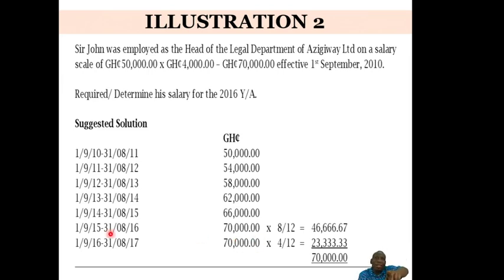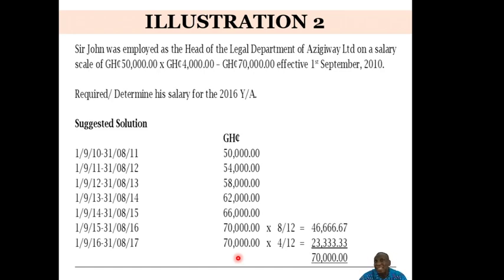So I'll get January to August, 8 months, divided by 12, multiplied by this figure. Then September, October, November, December, I'll get it over here. That's also 4 months, multiplied by this, I'll get this figure. And when you add, normally when you repeat the figure and you do the multiplication, you still come back to the same 70,000. So this is how we calculate the salary scale. Very, very interesting, of course.